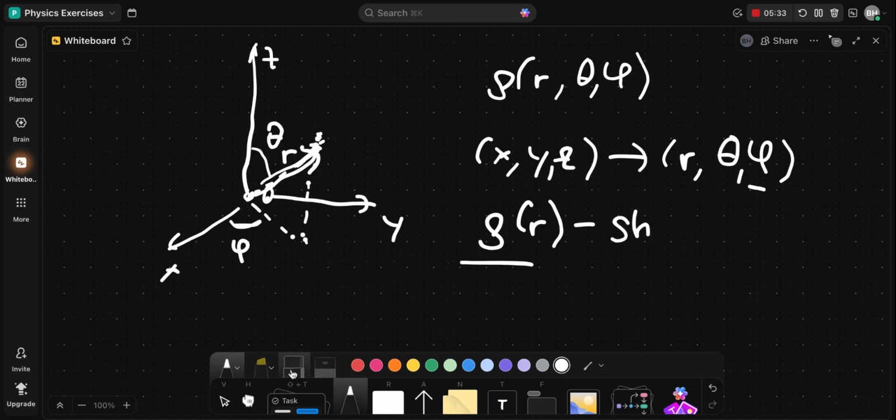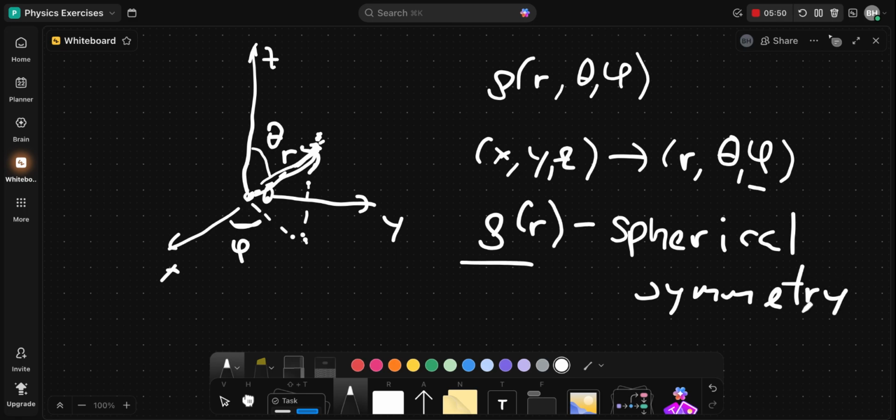Sorry, spelling mistake. Spherical symmetry. Okay, so that's our fundamental problem, a spherically symmetric charge distribution.